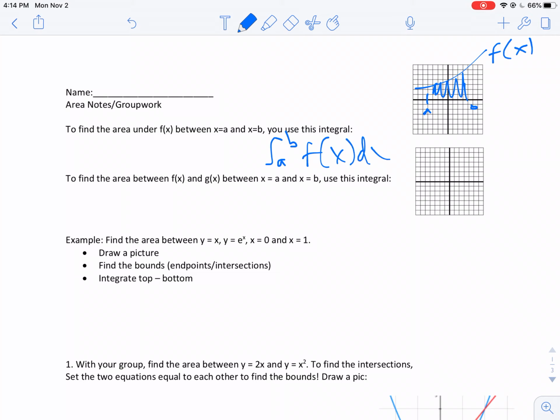But now, what if you have multiple equations, right? So what if we have an f of x, but what if we also have another function, g of x? And you want to find the area between them. So the area from there to there, just that area in there.